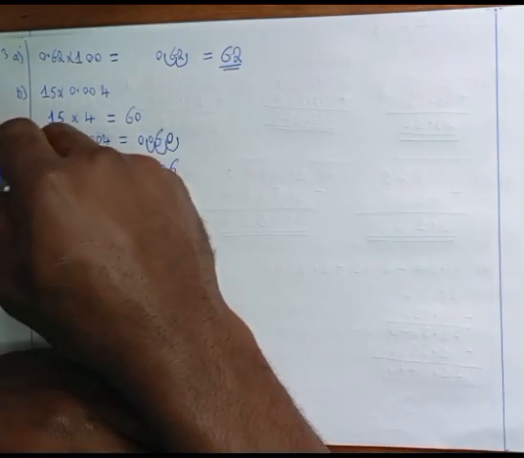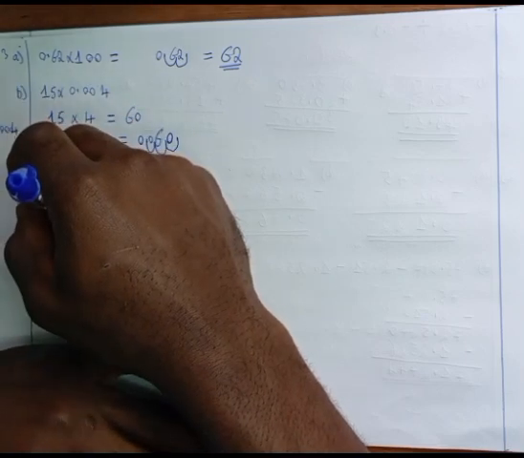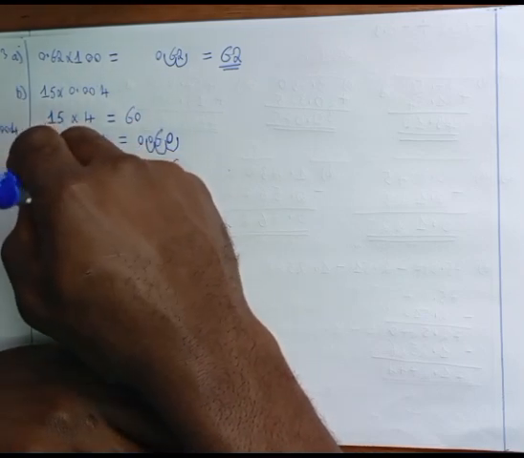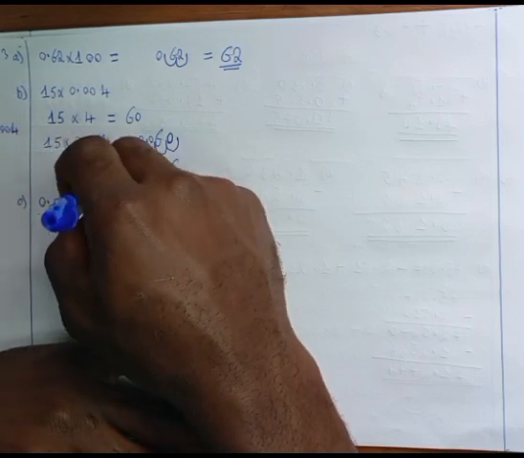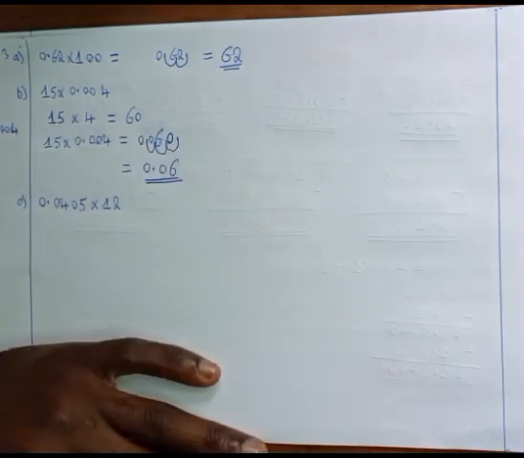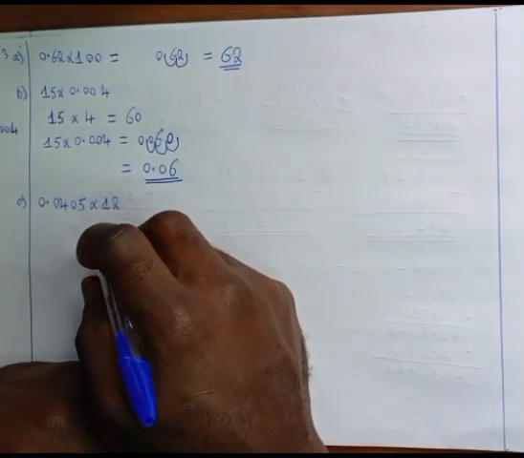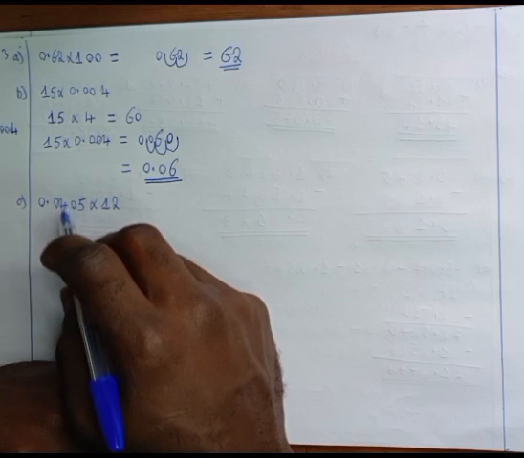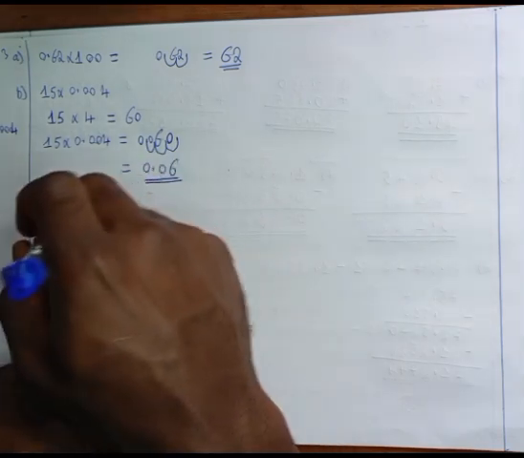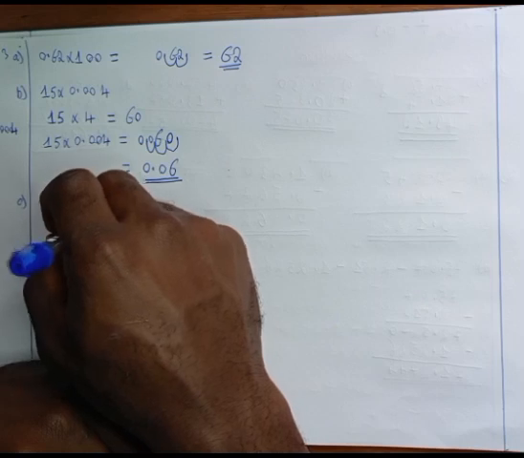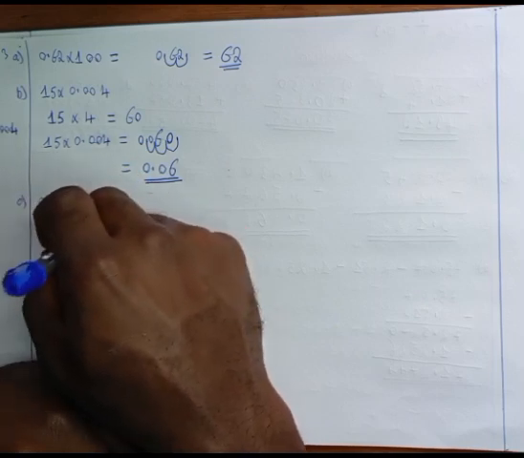We go now to C. For C, we have 0.0405 times 12. First thing, we are going to count the total number of decimal places. We have 1, 2, 3, 4. Next thing, we are going to assume the two numbers are whole numbers. So we have 405 times 12.